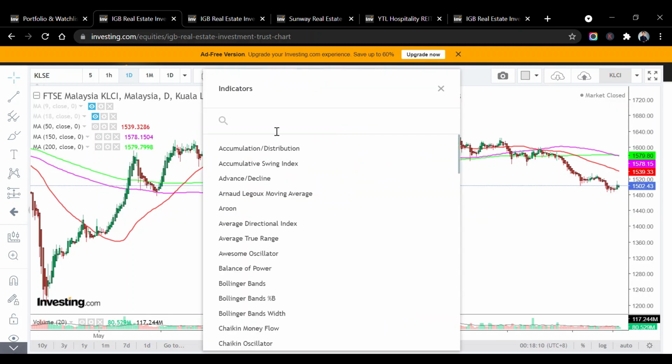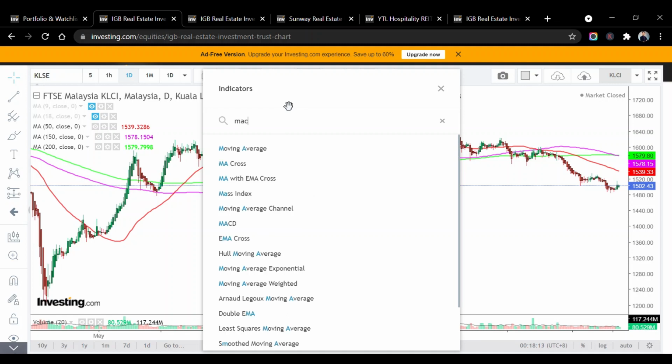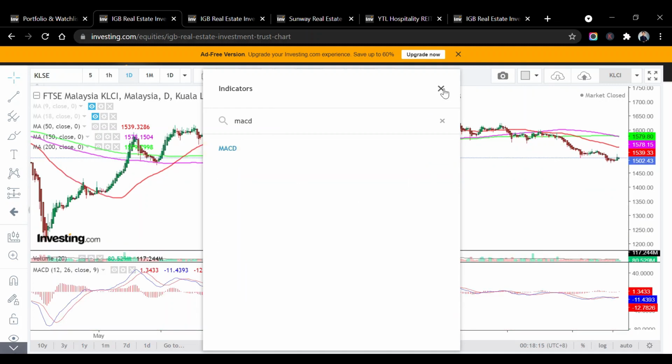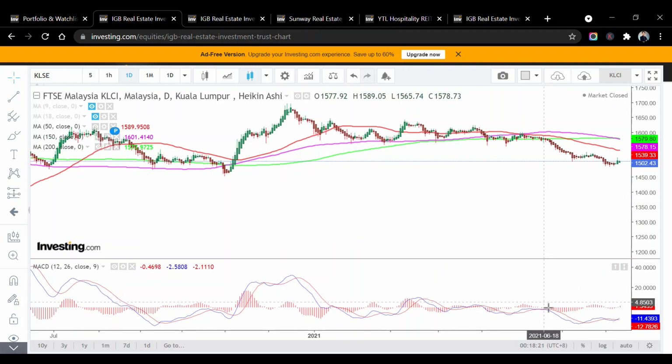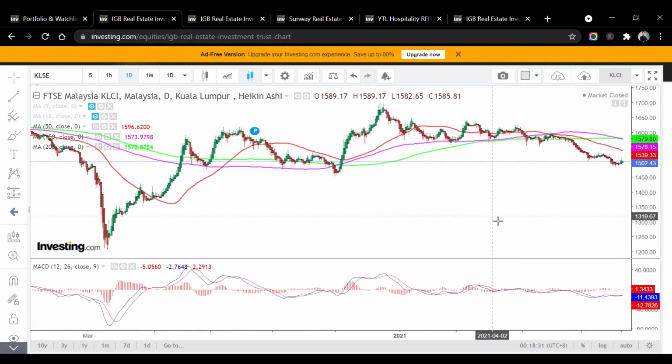Alright, so let's look at the MACD so that we can look at the momentum. You can see the MACD is at the negative side, right? So it's quite a weak momentum. KLSE now is at a weak momentum. So that's it guys for the KLSE. Basically it's quite bearish, and when the 150 days crosses below the 200 days, it means the confirmed downtrend is already here.